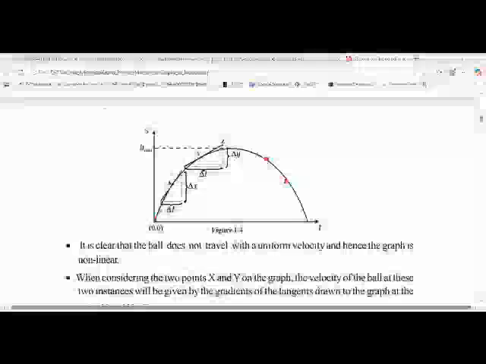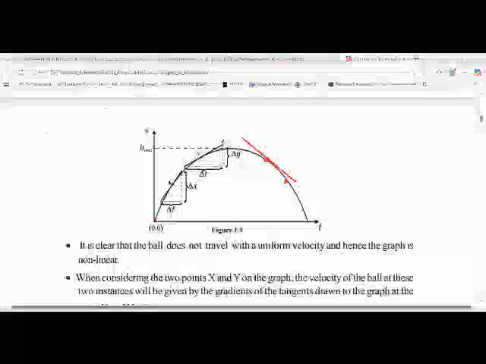How do you find it? If you want to find the velocity in this position, you have to draw a tangent here and find the gradient of that tangent. Okay, like this. You can draw a tangent at the relevant point. Then here you can see this explanation.